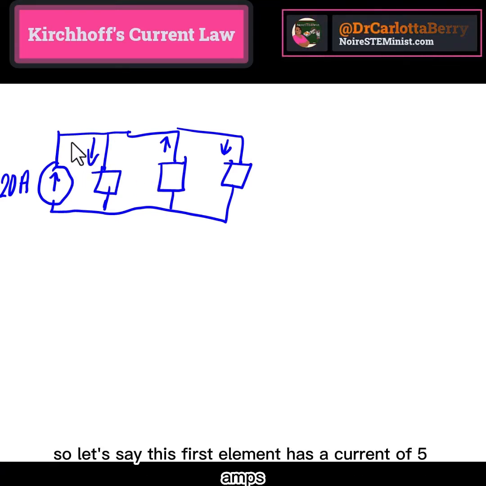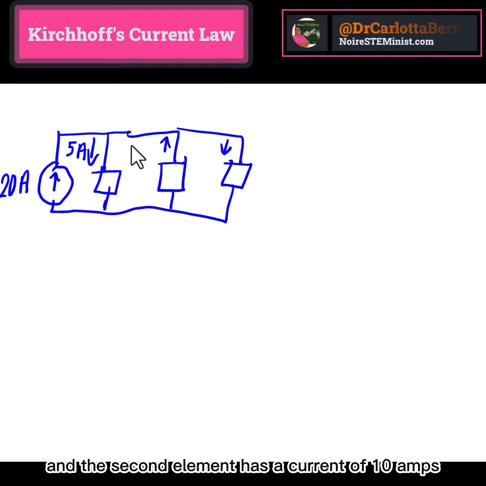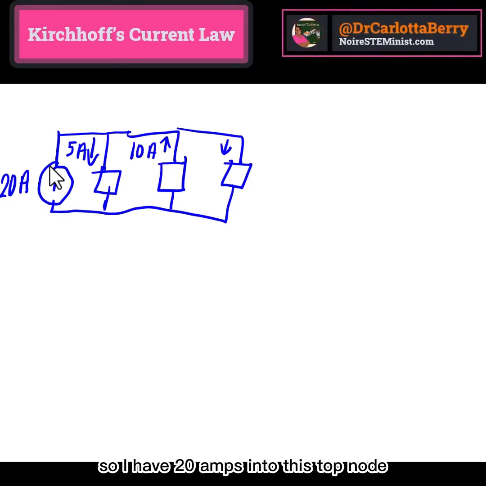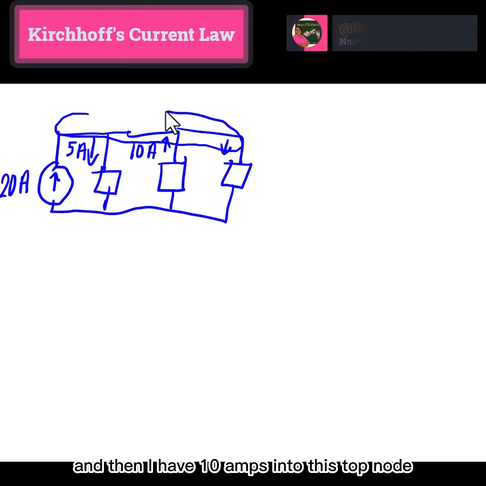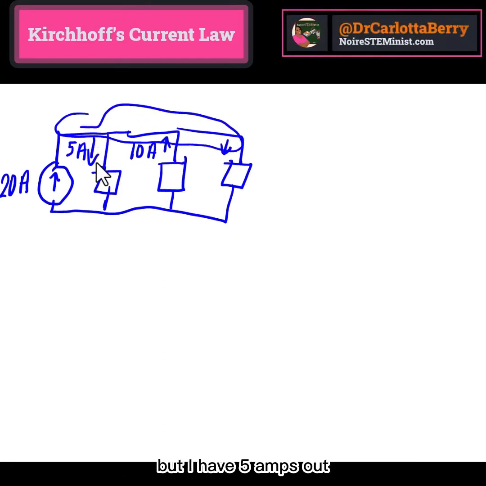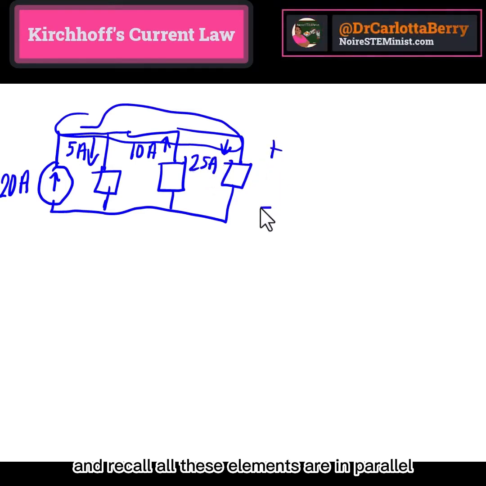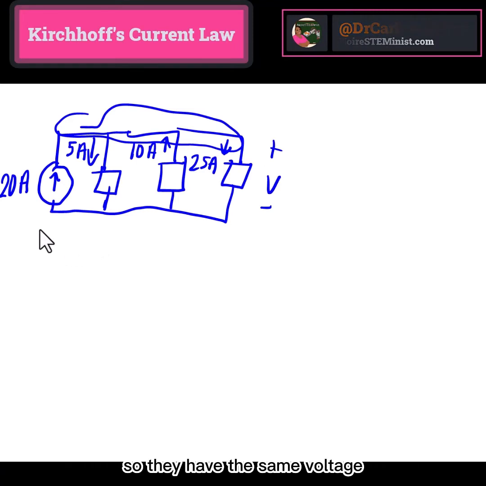So let's say this first element has a current of 5 amps, and this second element has a current of 10 amps. So I have 20 amps into this top node, and then I have 10 amps into this top node, but I have 5 amps out. So that means this node here has to be 25 amps. And recall, all these elements are in parallel, so they have the same voltage.